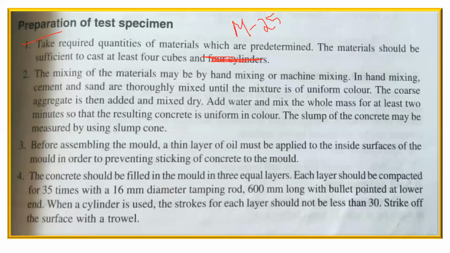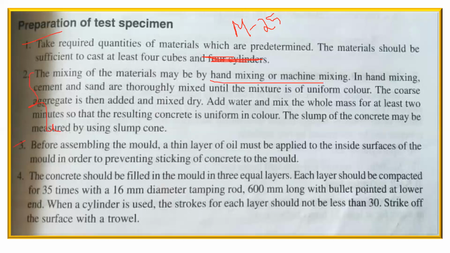So the mixing of materials may be hand mixing or by machine mixing. In hand mixing, cement and sand are thoroughly mixed until the mixture is of uniform color. The coarse aggregate is then added and mixed dry. And this is how you have to do. We'll not try to get into this. It's very simple. You have to just mix. The entire meaning of this is you have to mix it properly. That's it. Now coming to the third thing.